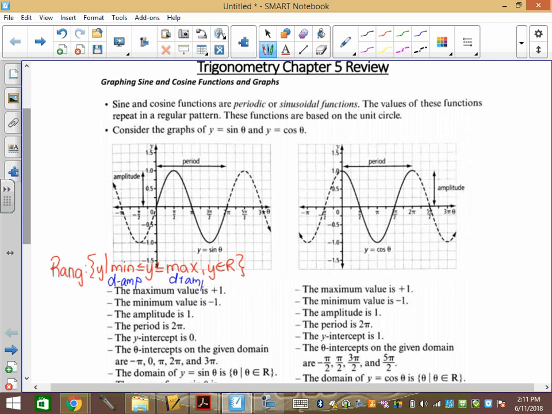It makes sense because in this case, my D is the center, my D is the midline. So in this case, it's y equals 0. If I count up 1, I get to a max. If I count down 1, I get to a min. So if I take the D and I add my amplitude, amplitude being 1, I get to 1. If I take the 0 and subtract my amplitude, I get -1.